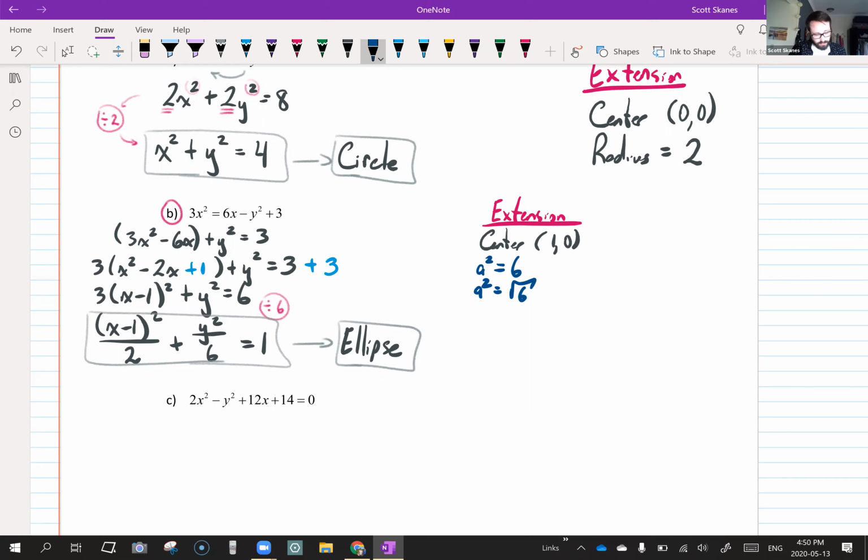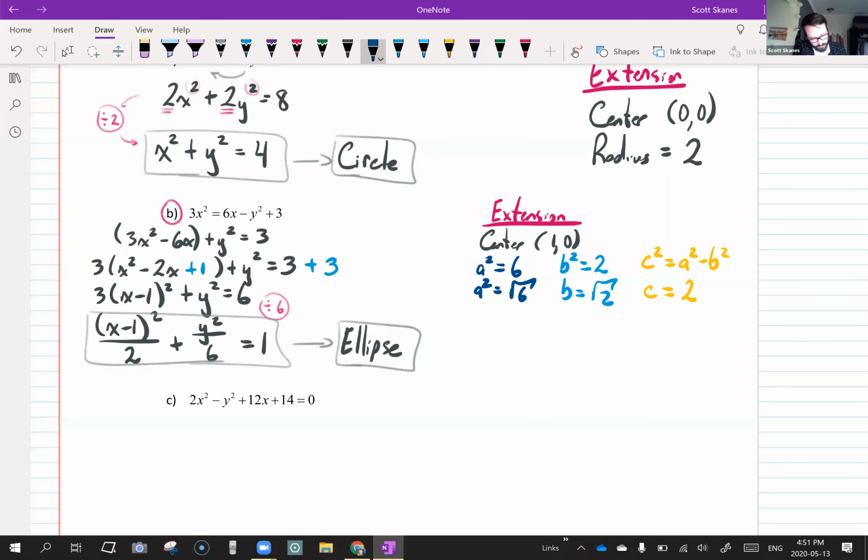In order to get b squared, it's the other value, which in this case is 2. So b squared is 2. That means that b is √2. And then if I was to get c, or c squared, it's a squared minus b squared for ellipses. That means that it's 6 minus 2, the square root of that, which is 2. Again, doing this quickly because we've seen it all before. I just wanted to review it so you see it again.